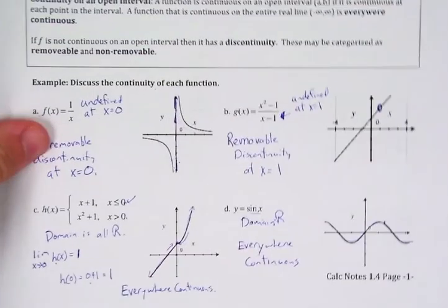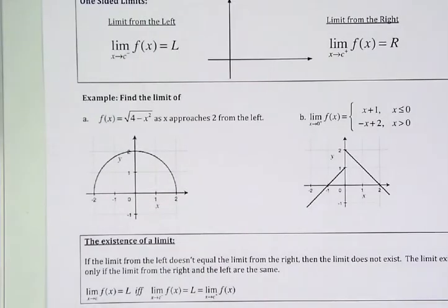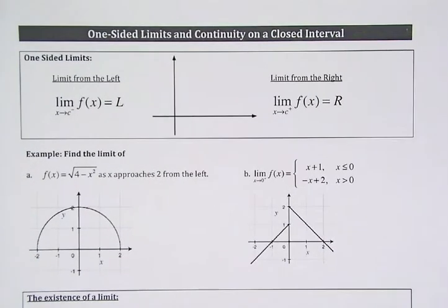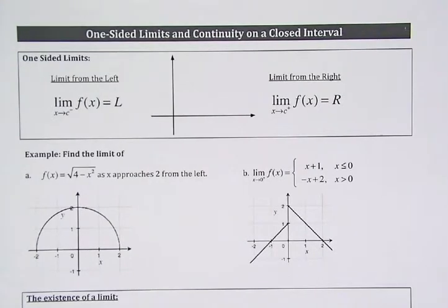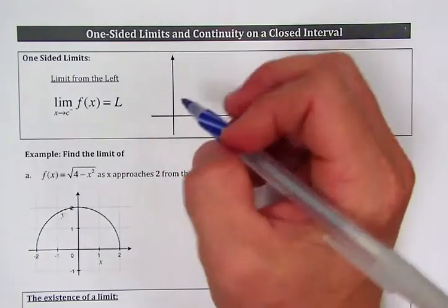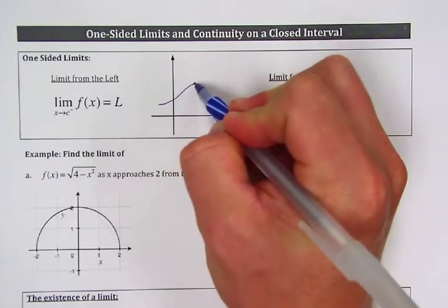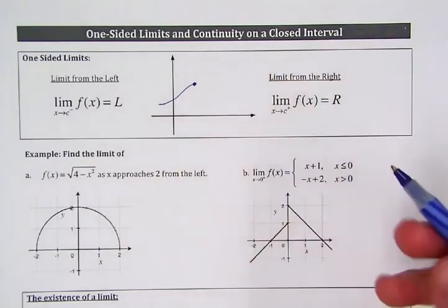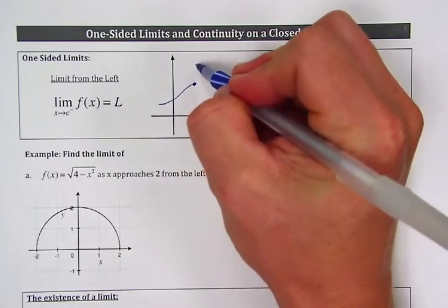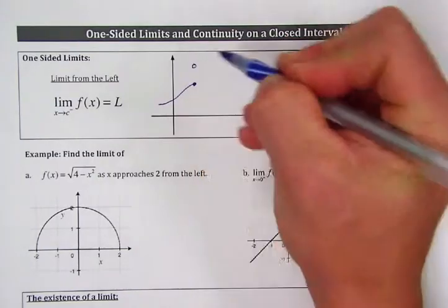All right, we're going to move on now to one-sided limits and continuity on a closed interval. When we're talking about one-sided limits, let's just go ahead and draw our function first. And we're actually going to put a non-removable discontinuity here.